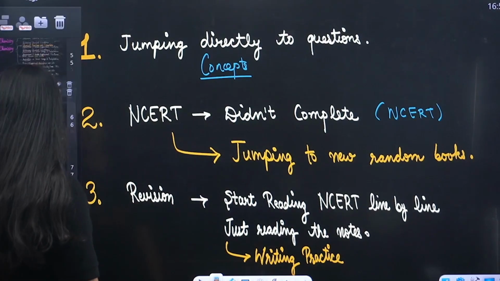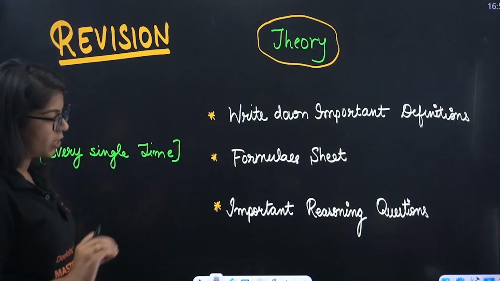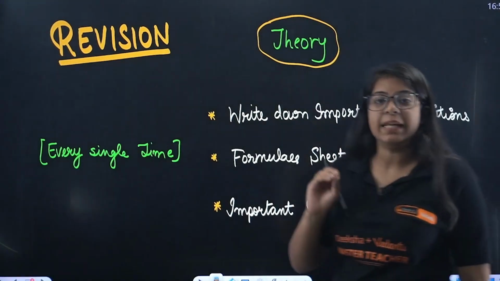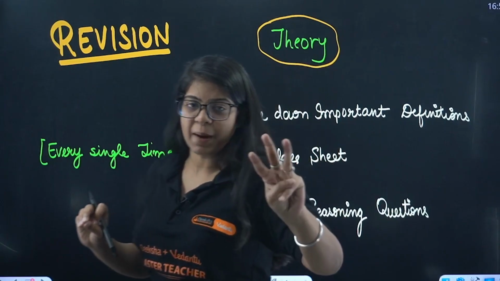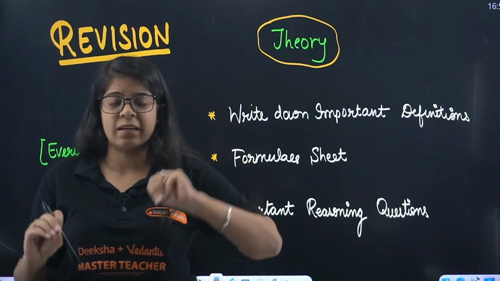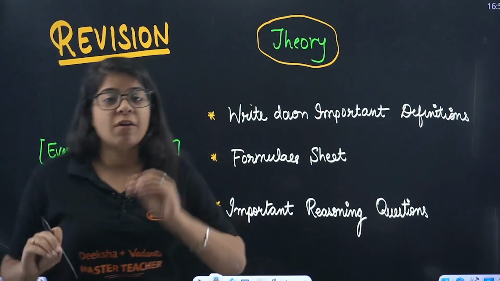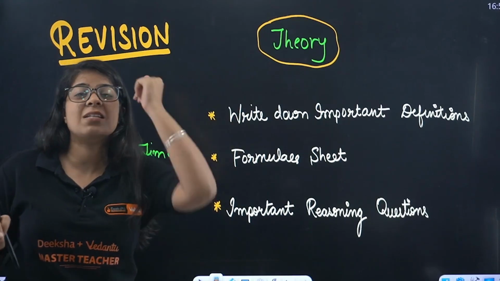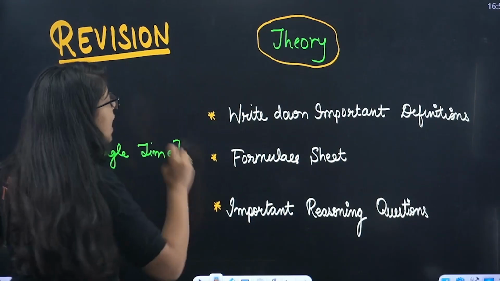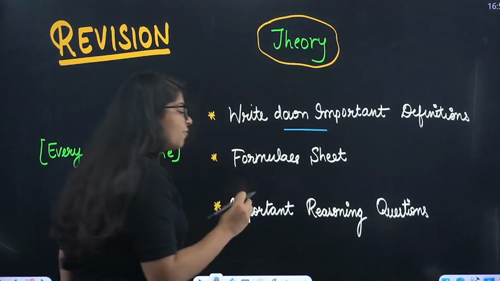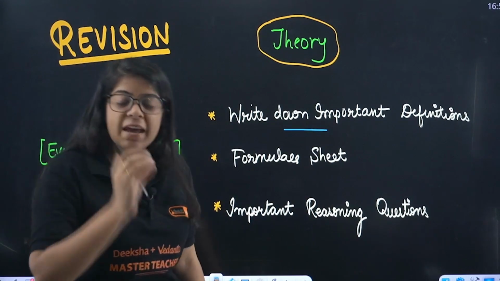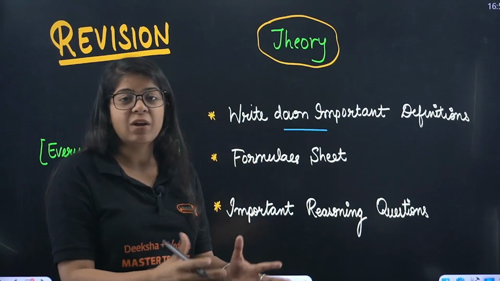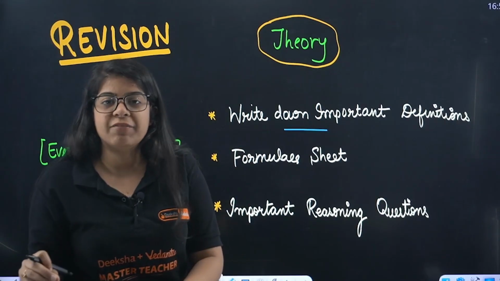Now beta, in revision I have some very important points for you. First, to revise theory. We have divided into 3 parts: numericals, theory and diagrams. To revise theory, you have to follow this exact roadmap. You have to trust your Aditi Ma'am, I'll get your marks up by 100%. See, write down important definitions every time you revise. Every time you revise, you have to take a rough notebook and write down important definitions.